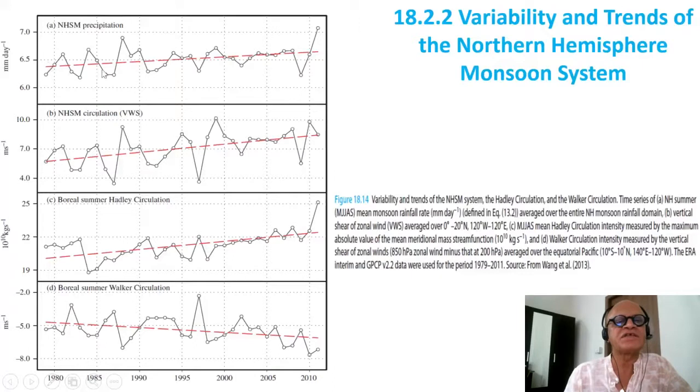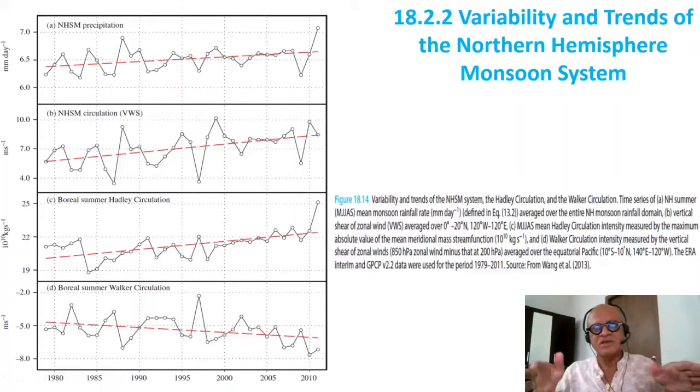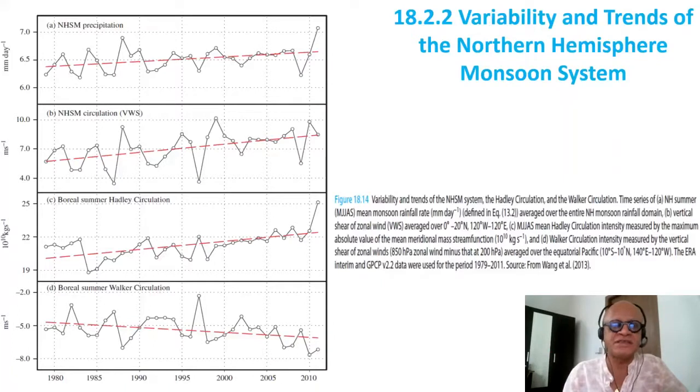This is data from the Global Precipitation Climatology Project and the ERA interim reanalysis. So you can see that there is a clear increase with the variability around it in the NHSM precipitation. The vertical wind shear has gotten stronger, which corresponds to the increase, and remember the aquaplanet experiment as well, as SSTs were increased, vertical motion increased, and then vertical shear increased at the edges of the warm pools and convection as well. Boreal summer Hadley circulation has gotten stronger.